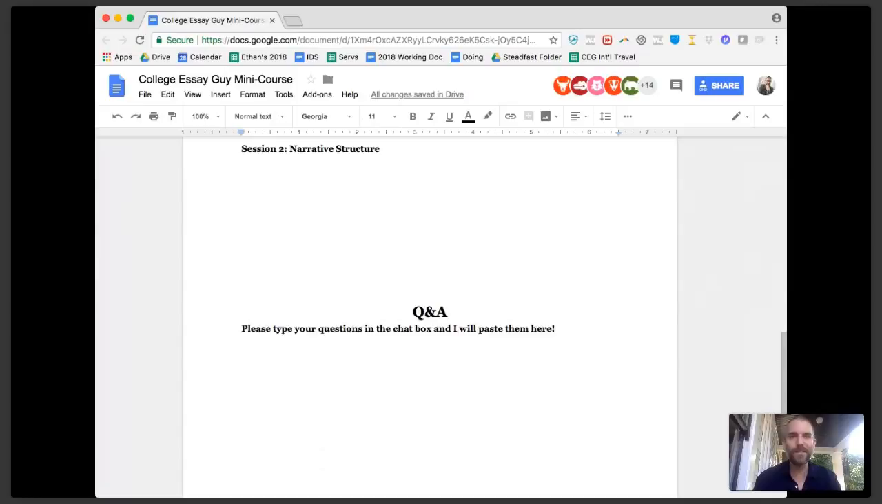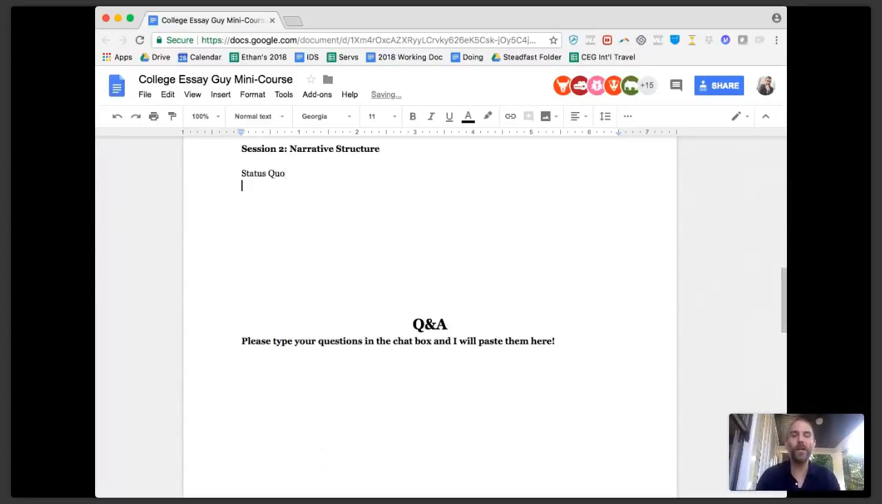Narrative structure. So let's start with what is narrative structure. How are most movies structured? Well, a lot of them begin with a thing called status quo. Status quo is our starting point. It's like, here's the world of this essay.